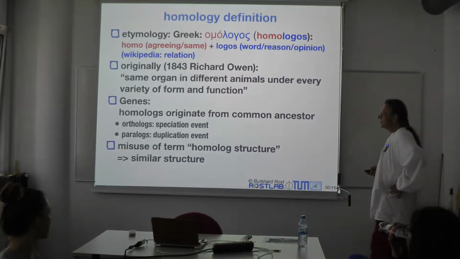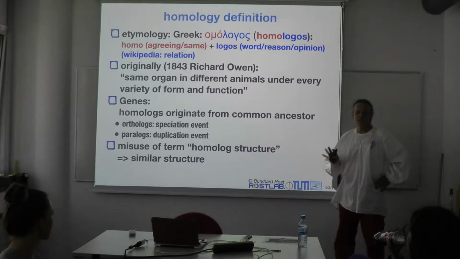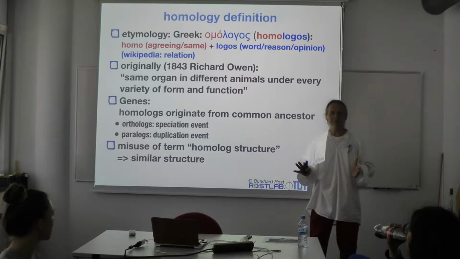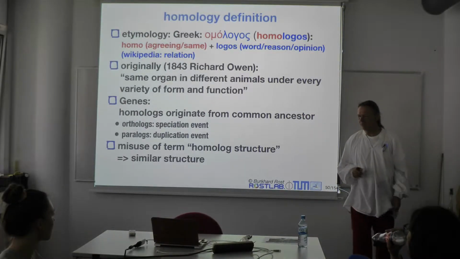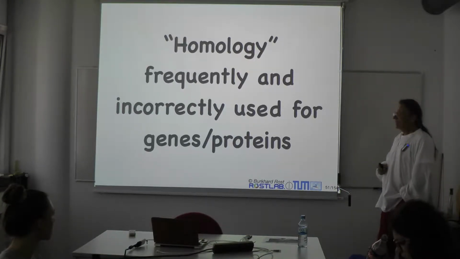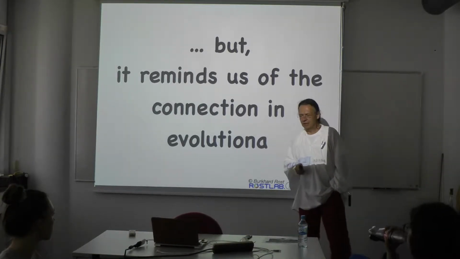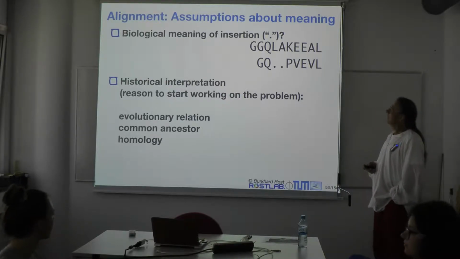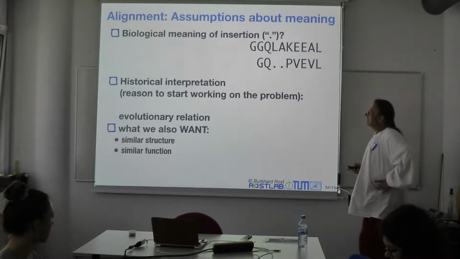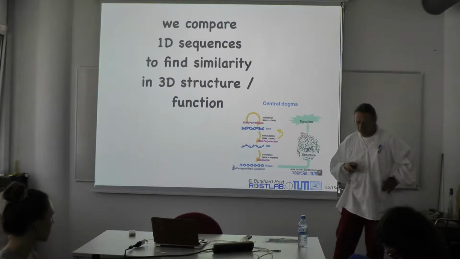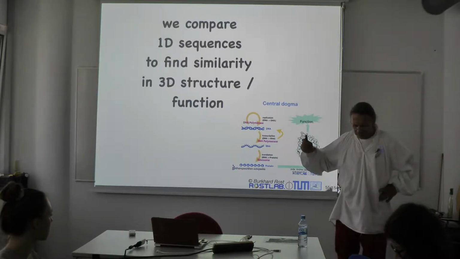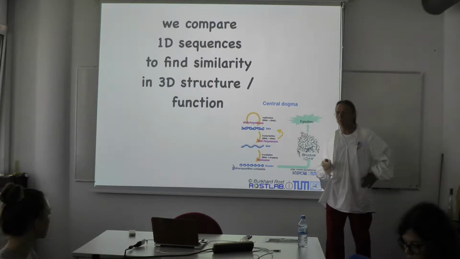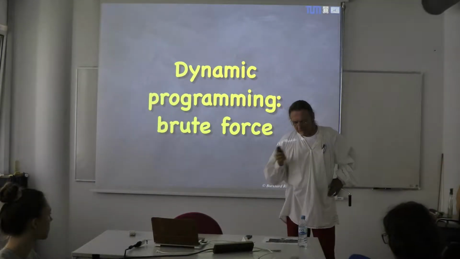Again, this slight misuse when we talk about homology in structure, homology in function, is all a little bit misleading. I made you aware of this term, and from here on I'm going to happily violate that and make this mistake. But again, it's often misused and we have to be careful. It reminds us of the connection in evolution. Okay, so we want to align proteins to find the evolutionary relation, to find the similarity in structure and sequence and function, and ultimately because we can, and because measuring 3D similarities and 1D similarities is simpler. Okay, let's get back to how we align.